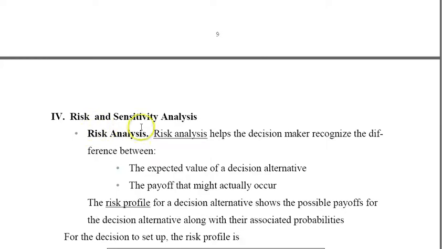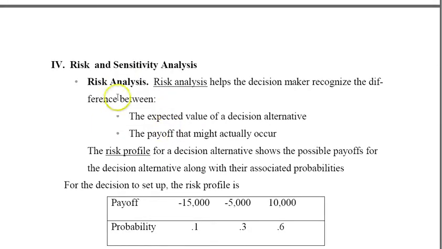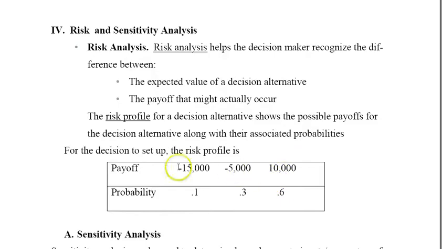Talk about risk analysis and sensitivity analysis. So risk analysis now helps the decision maker recognize the difference between the expected value of a decision alternative and the payoff that might actually occur. So the risk profile for a decision alternative shows the possible payoffs for the decision alternative along with their probabilities.